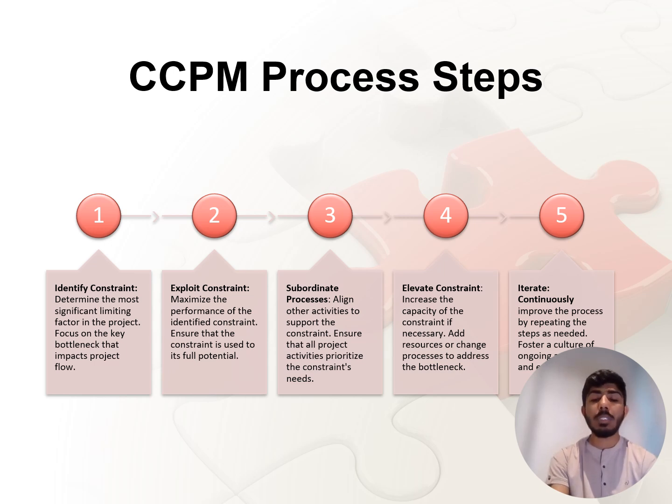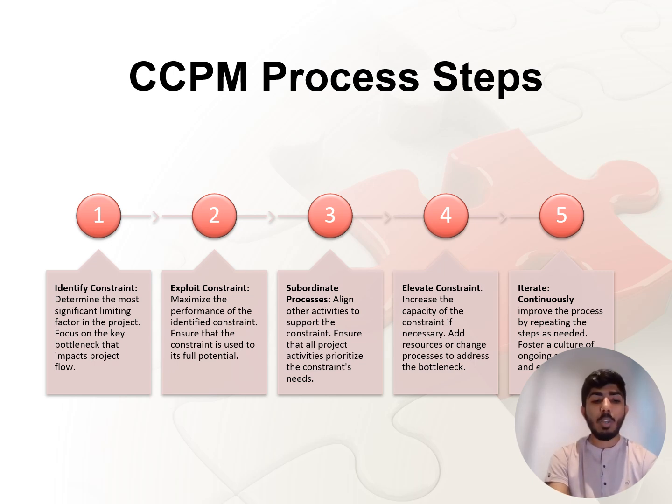It has several steps. First, identify the constraint to find the most significant limiting factor, then exploit it to maximize its performance. Subordinate the process: align other activities to support the constraint. If needed, elevate the constraint by increasing its capacity. Finally, iterate to continuously improve the process. It's like finding the rarest Lego piece, using it efficiently, and adjusting the plan.